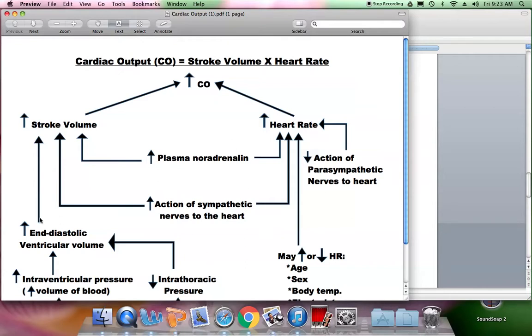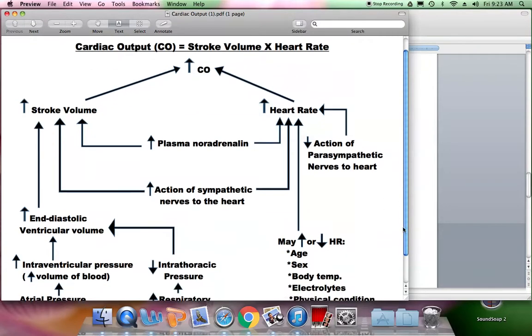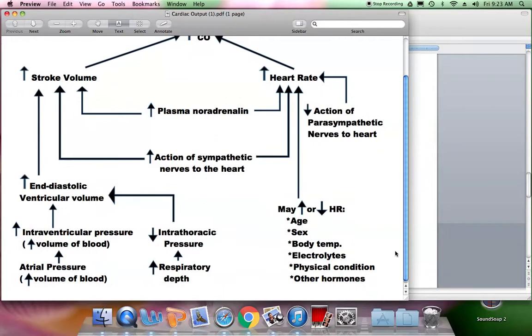Okay, and it shows over here. Let's go on down here. Over here, it's showing you on the right that decreased action of parasympathetic nerves to the heart will also increase heart rate. So remember, parasympathetic innervation of the heart slows the heart rate. So if we decrease the action of parasympathetic nerves, it will ultimately increase the heart rate.